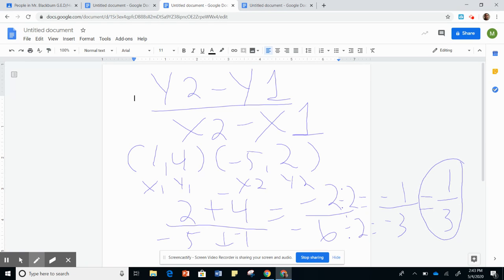So this is how you find the slope of a line. The formula is y2 minus y1 over x2 minus x1. Just plug in the numbers and solve, and that's how you get your slope.